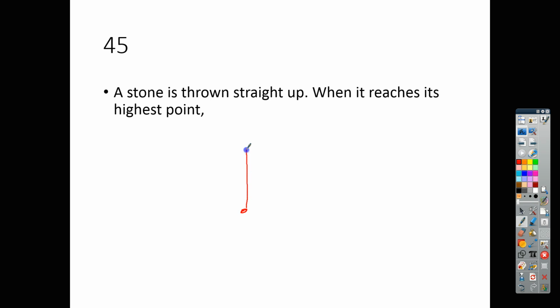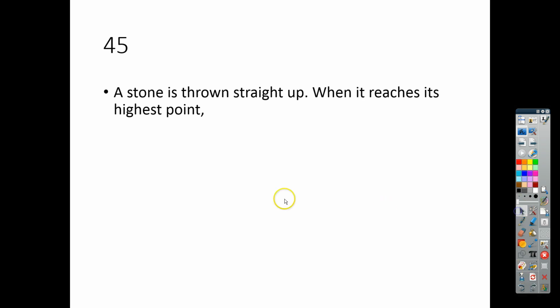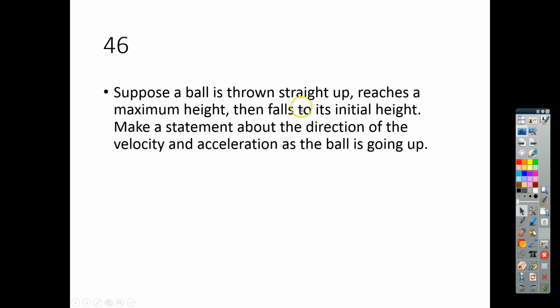So we've got a rock, it's thrown up. At this point, your velocity is equal to 0. But your acceleration, remember, is equal to the value of gravity, which is negative 10 meters per second squared. So the answer for number 45 is its velocity is 0, and its acceleration is not 0, it's actually negative 10.